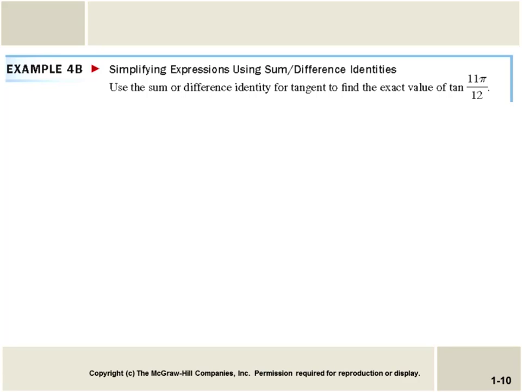Okay, so we can split that into 3 pi over 12 plus 8 pi over 12. And 3 pi over 12 is the same as pi over 4. And 8 pi over 12 is the same as 2 pi over 3, right?